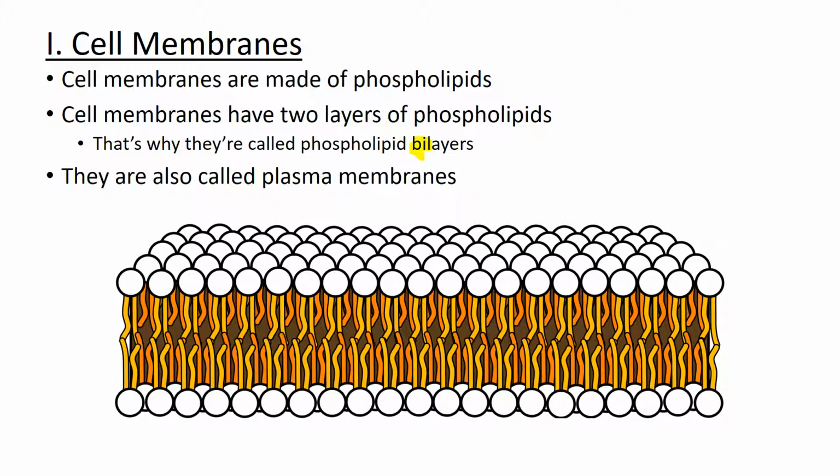Bi means two, so a bilayer would have two layers. So as you can see in the image, we have the first layer and then we have the second layer. This is a phospholipid bilayer. It's also a cell membrane, and we could also call this a plasma membrane. These are all terms that refer to cell membranes.